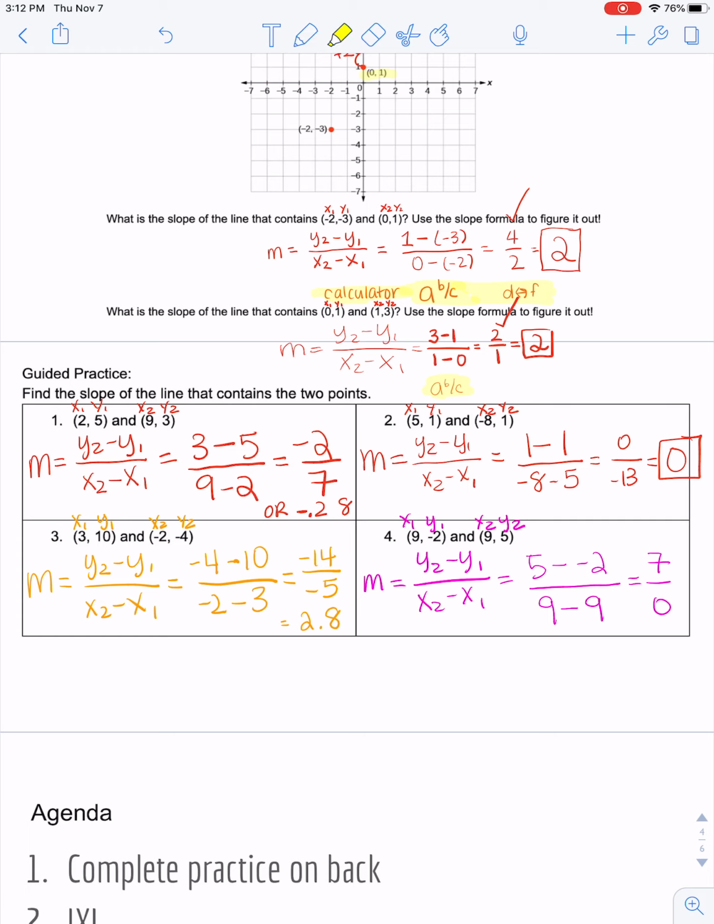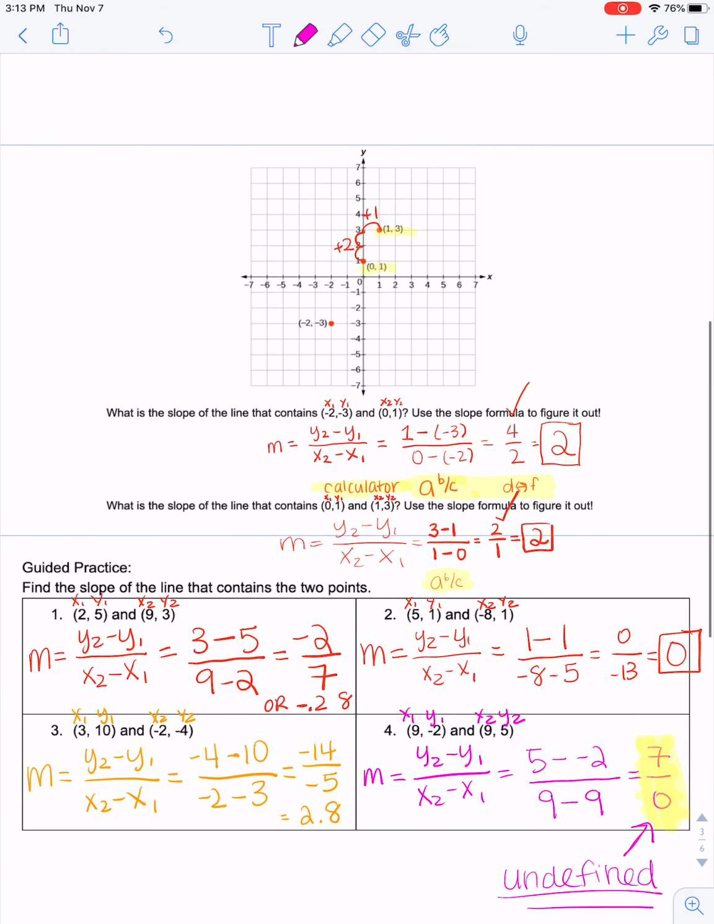Whenever this happens, we have an issue. You can have a 0 on the numerator, but you can never ever have a 0 on the bottom, because that will make it undefined. So this slope is undefined, meaning it does not exist. We will talk about what kind of graphs are undefined, or you should already know it from the notes on finding slopes from graphs.